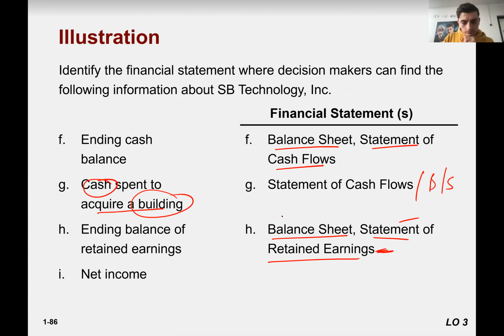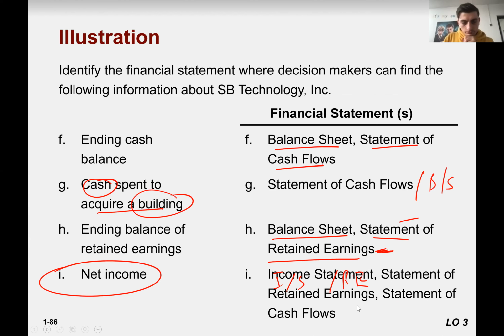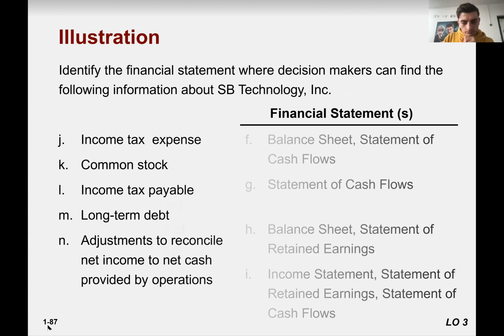How about the net income? Income statement, and retained earnings as well, because net income is used there, right? And also the cash flow statement as well. Okay, do we have another question? Yes.